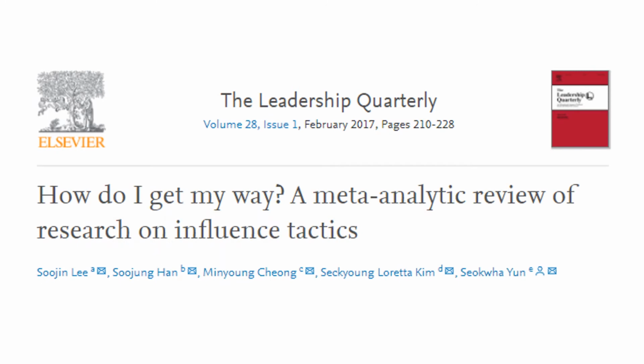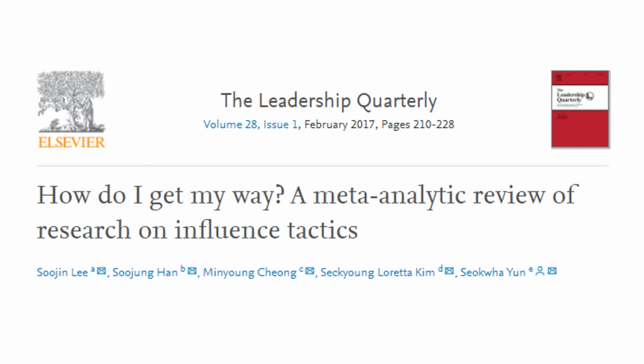A meta-analysis is a statistical analysis that combines the results of multiple scientific studies. Meta-analysis can be performed when there are multiple scientific studies addressing the same question, with each individual study reporting measurements that are expected to have some degree of error. An example is a meta-analysis review of research on influence tactics.